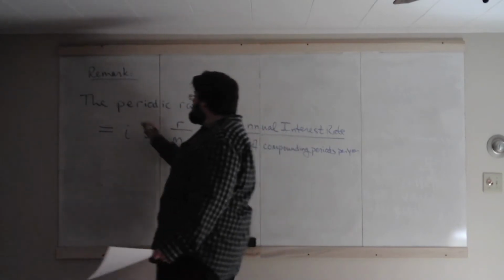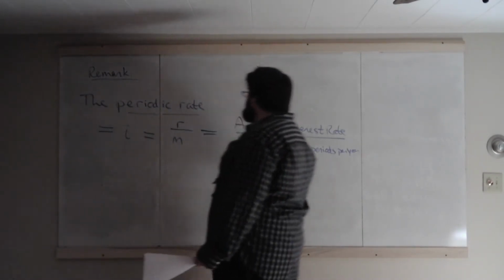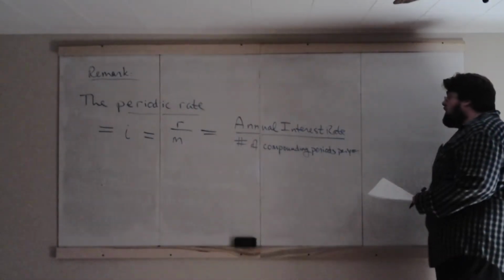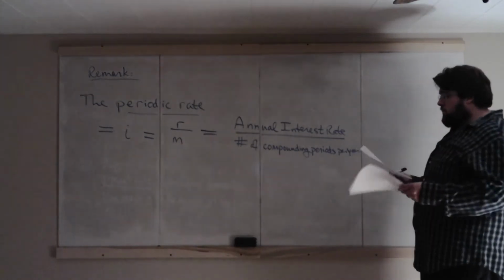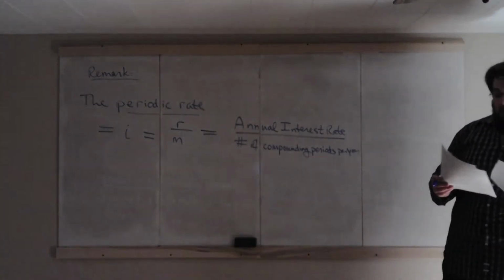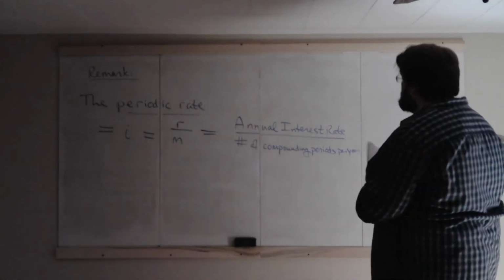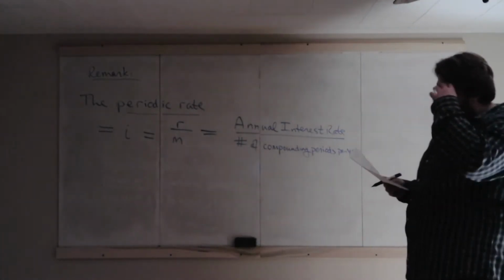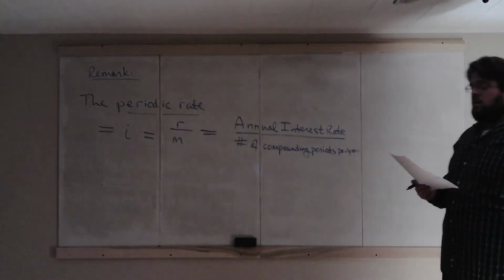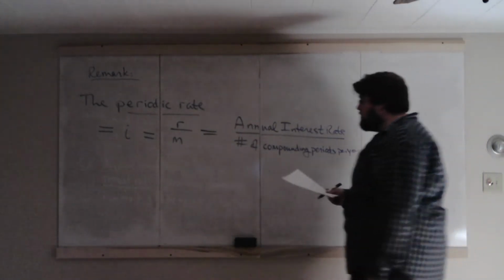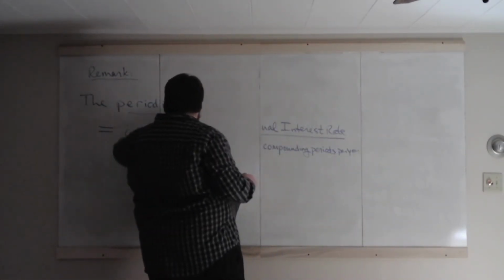So remark, this is actually a remark and a definition, so let's just leave it as a remark. The periodic rate i is the annual rate divided by the number of compounding periods per year. So for simple interest, we had a simple interest formula. Is there a corresponding compound interest formula? Yes, there is. And before writing it down, let's derive it.